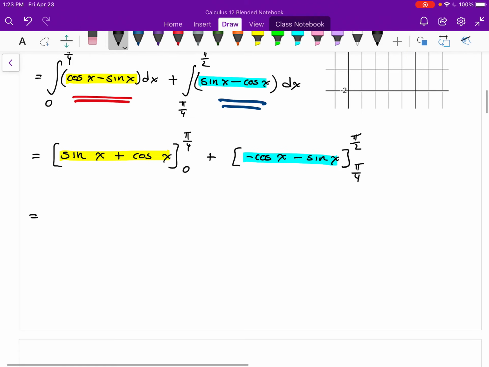All right, so at this point, sine x: the sine of pi over 4 is 1 over root 2, plus the cos of pi over 4 is 1 over root 2, minus the sine of 0 is 0, and the cos of 0 is 1. Again, I could put brackets around here, make that a plus sign, but why not just leave it like this?